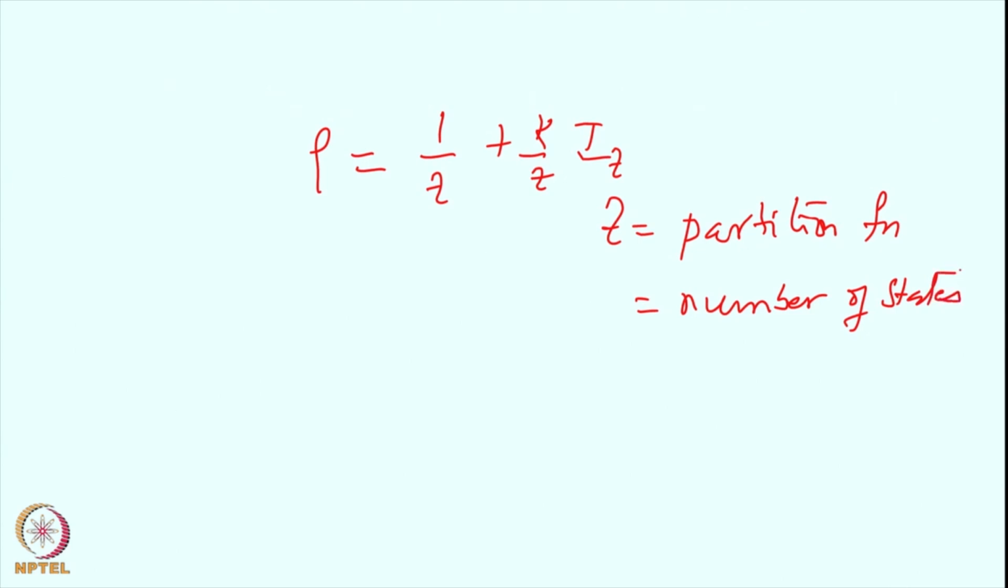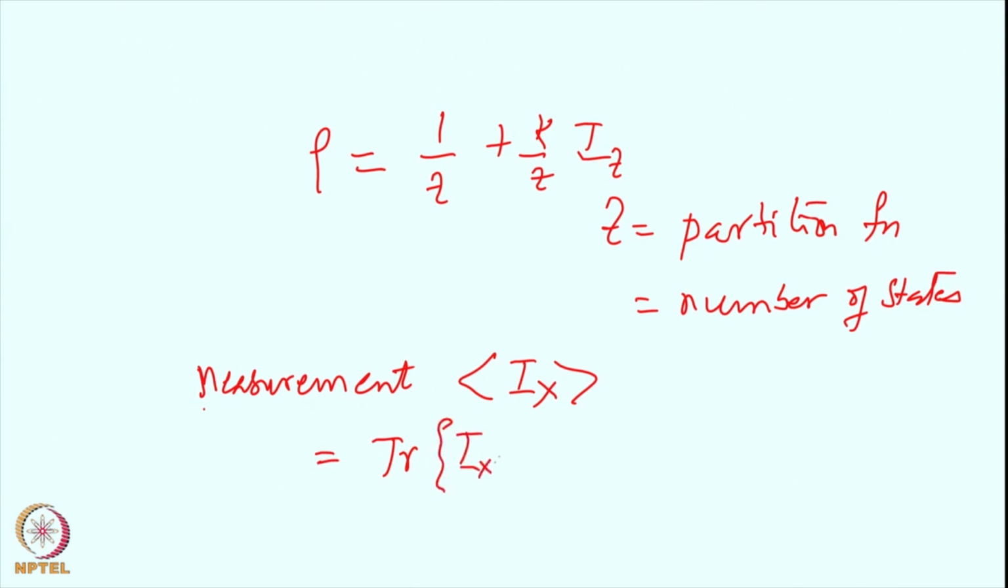Okay. Now we also wrote earlier, when we make a measurement, let us say if you want to measure the X magnetization, then we also derived earlier that we have to calculate the expectation value of the operator which represents the X magnetization, and that is equal to the trace of Ix with the density operator rho. We had derived this equation earlier.